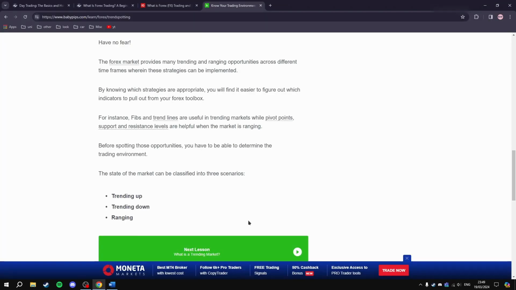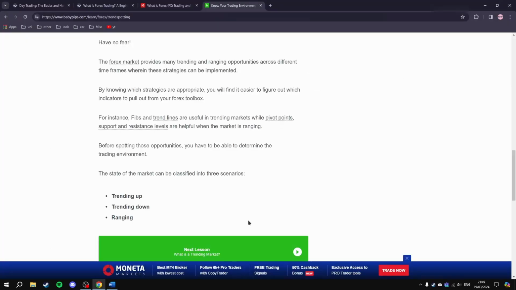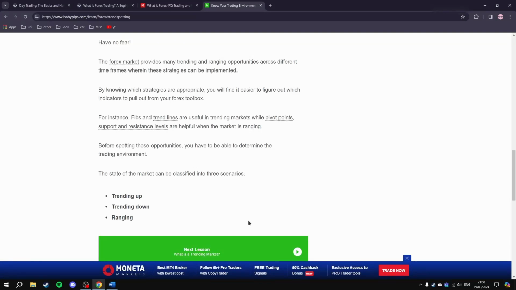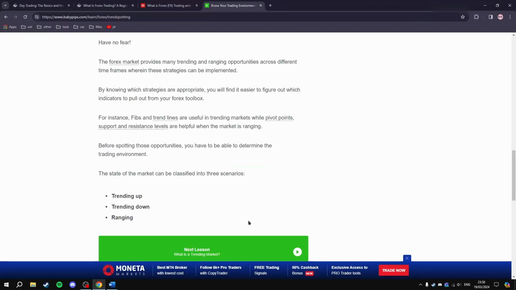Fibonacci and trend lines are useful in trending markets. Pivot points and support and resistance levels are useful in ranging markets.